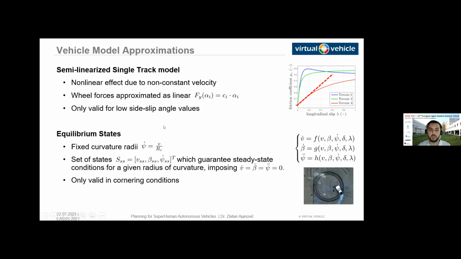And for this semi-linear track model, we can also use a very simple model, because this is for low side slip angle. So this one we assume as more or less 0.